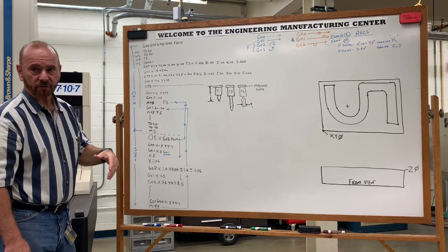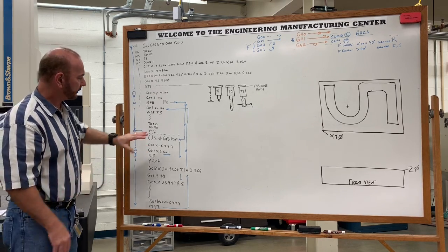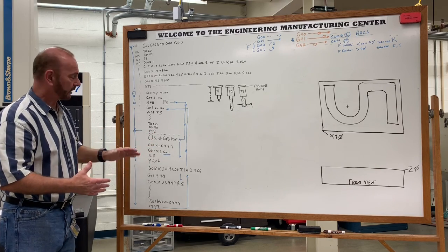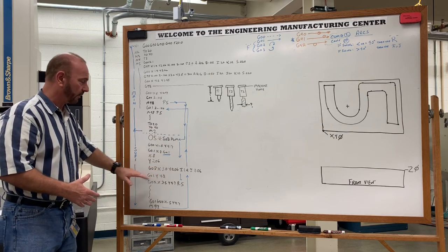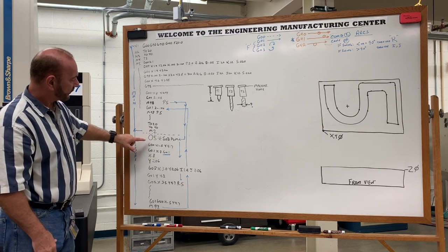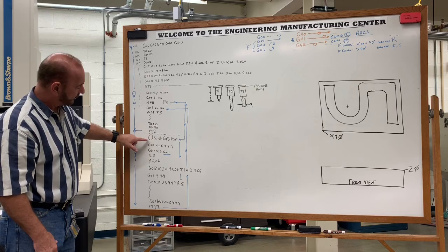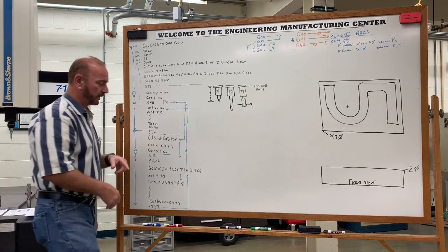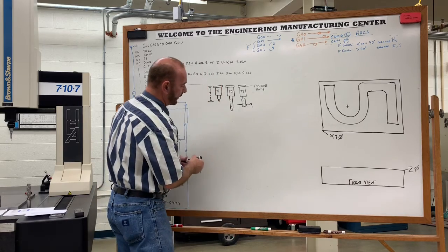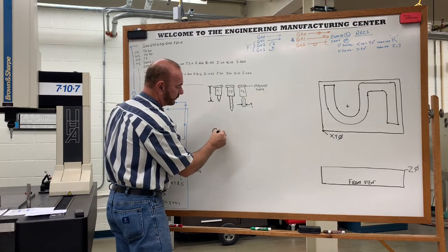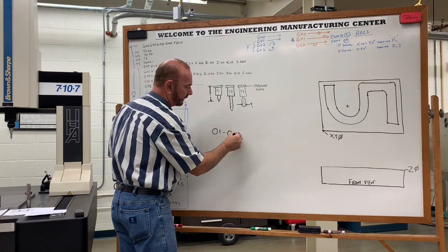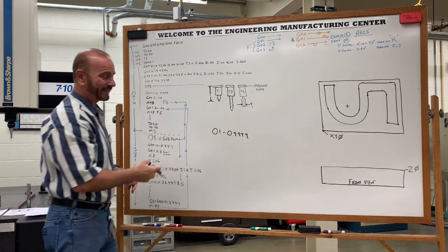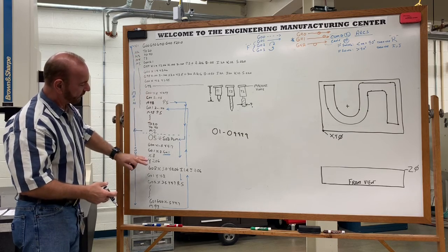On the Anilam controller and on most controllers, these subprograms can exist, and sometimes we can even nest them, meaning that we can have a subprogram within a subprogram. And these subprograms are identified by a label that begins with the letter O and then some type of a number. For the Anilam controller, that number range was from 01 to 09999. So that's how many subprograms can exist that a main program can call out.